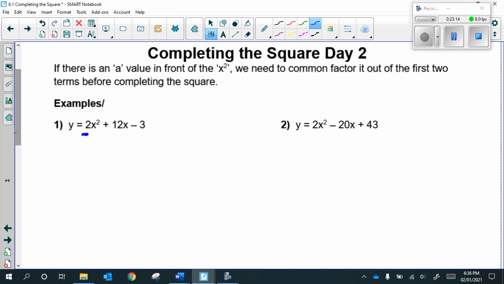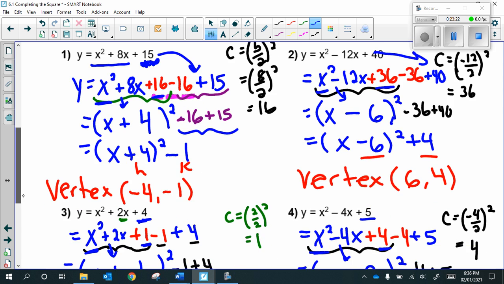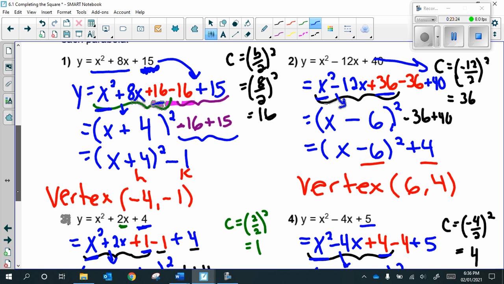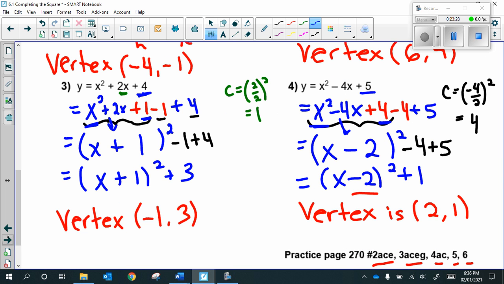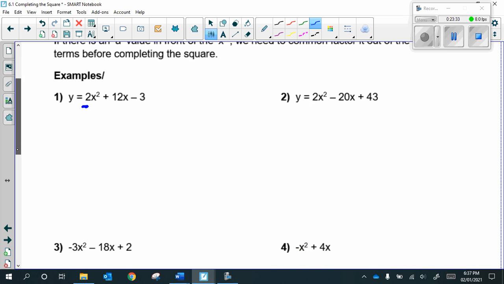So make sure you're really looking at these questions. If there's nothing in front of the x squared, you can do exactly what we did on this note here. You can just find the c value by taking the middle term and dividing it by 2 and squaring it. However, if there's something out in front, we need to do an extra step. So here we go.